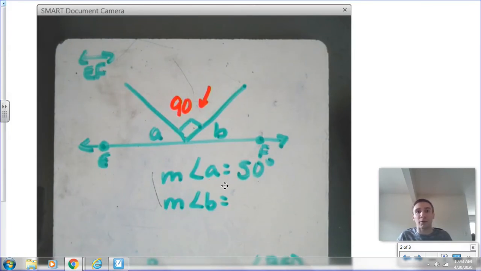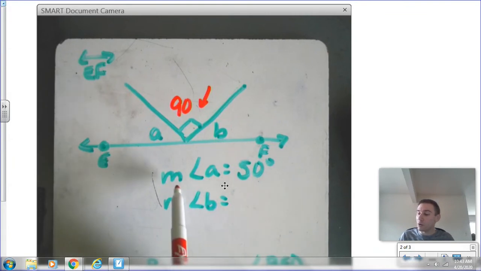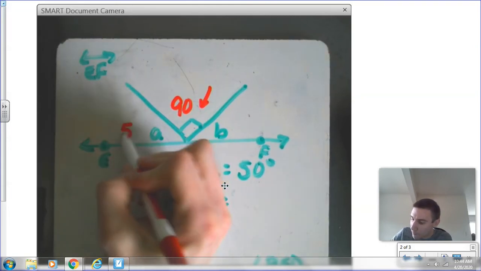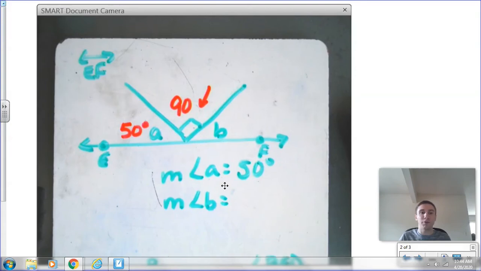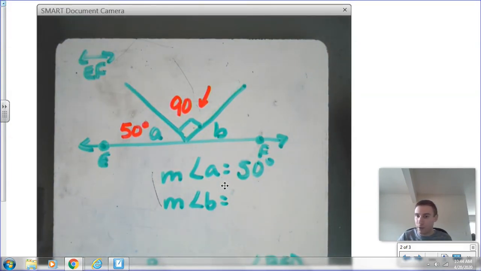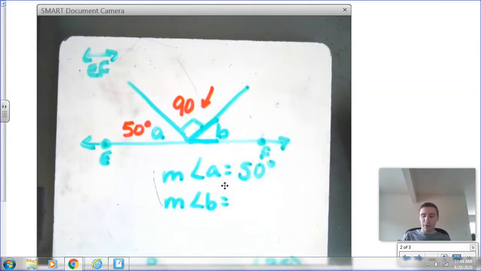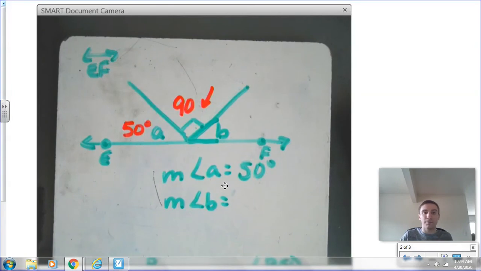Now let's look at the other information that I've been given. And I've learned that the measure of angle A is 50 degrees. So what I'm going to do now is fill in the measure of angle A is 50 degrees. So really, this problem is asking me to take the information I already know and then figure out this missing piece right here, this missing angle B.